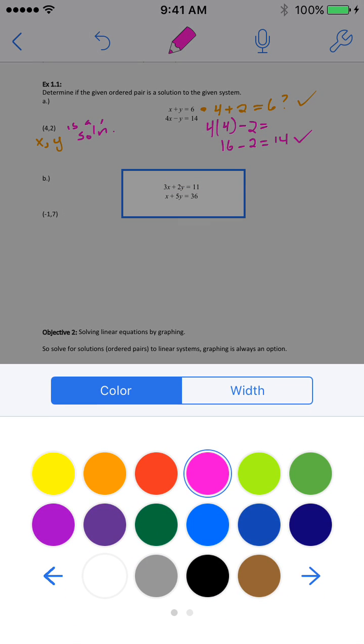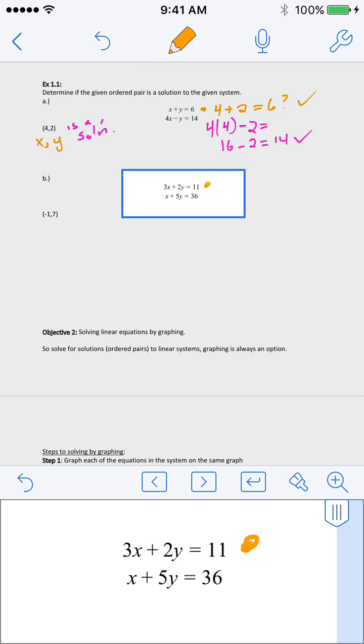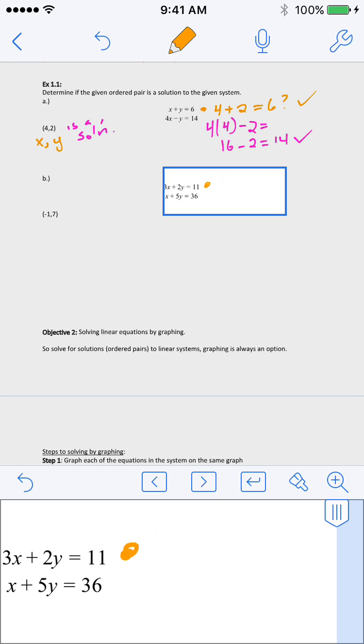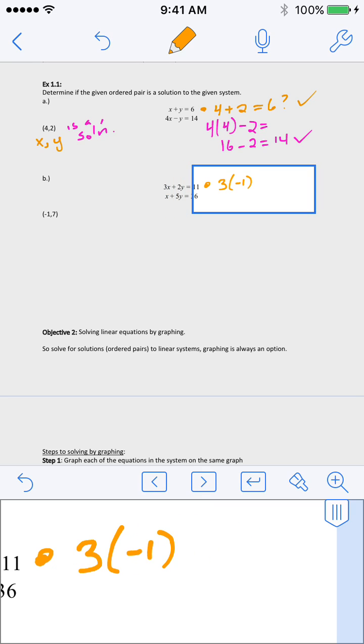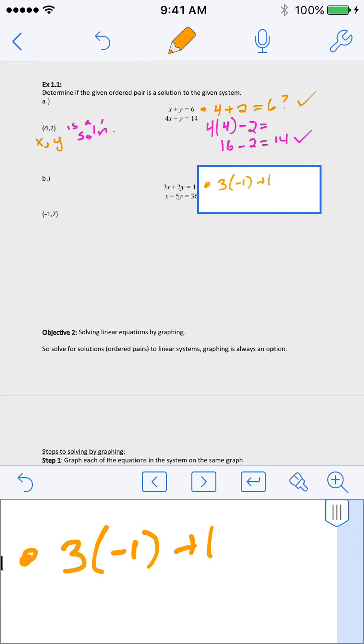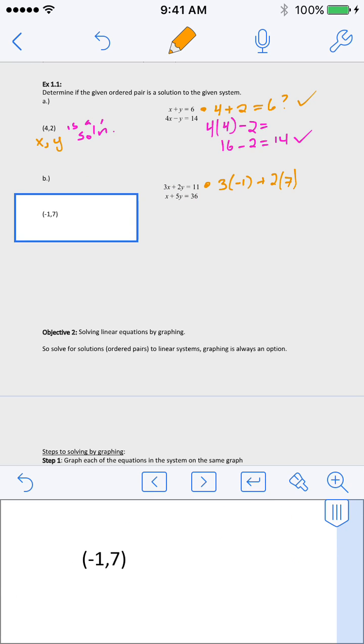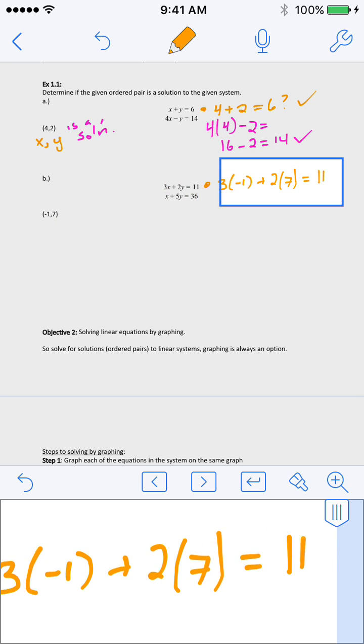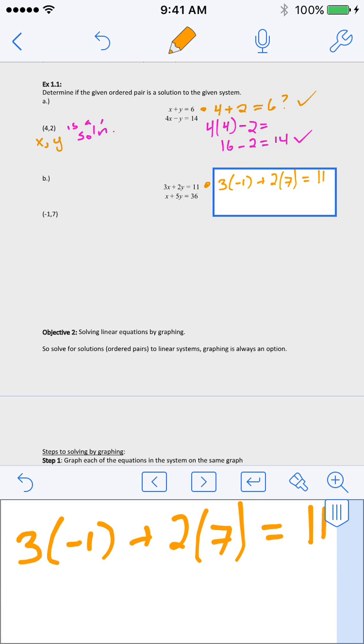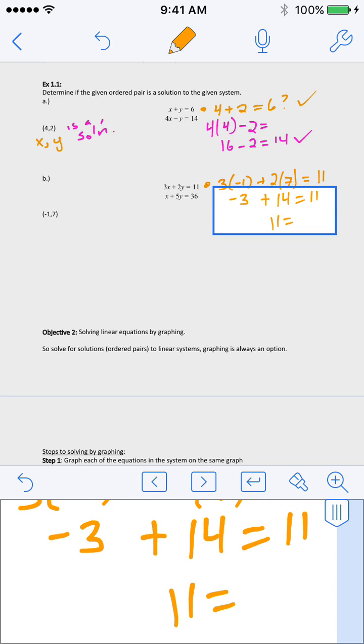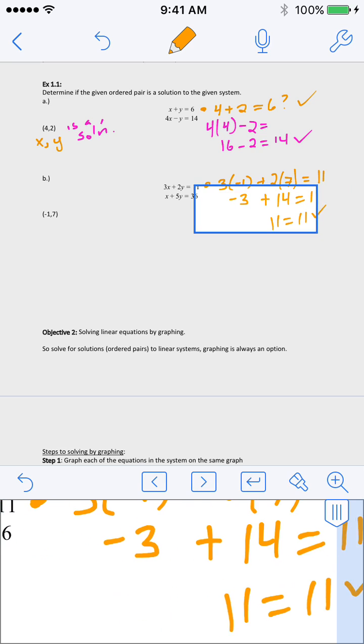So this first equation, call it the orange equation, 3x plus 2y equals 11. Let's plug in our point and see what we get. Instead of x, we'll do 3 times negative 1 plus 2 times 7, right? I'm plugging my point in. That should equal 11. Let's see if it actually is true. So we get negative 3 plus 14. And yes, it does, in fact, 11 equals 11. That is a true statement. So yes, that one works.